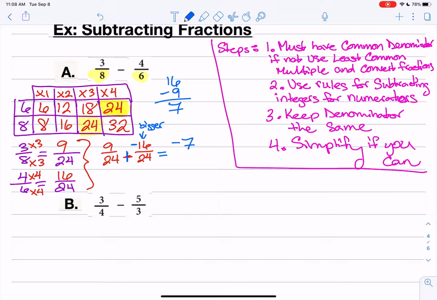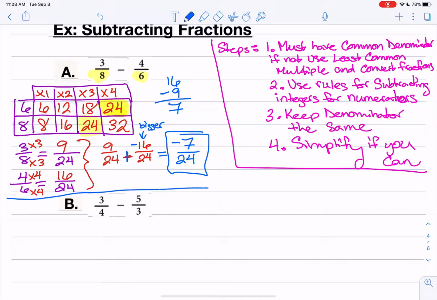Step 3 is keep the denominator the same, so we're just going to keep 24 on the bottom. And then step 4 says simplify if you can. And negative 7 over 24, 7 doesn't go into 24, it doesn't have anything divisible. That's the same as 24, so we cannot simplify, and that's our final answer. Negative 7 over 24. So let's go ahead and check out the next example.